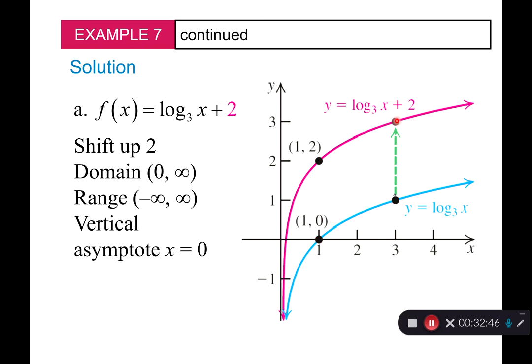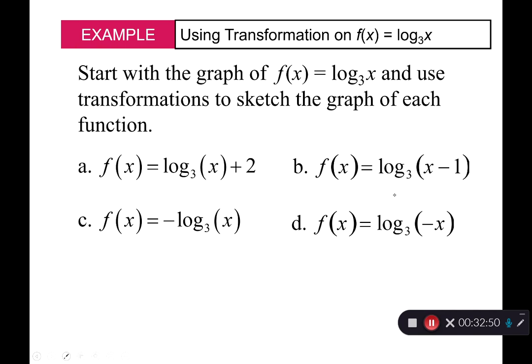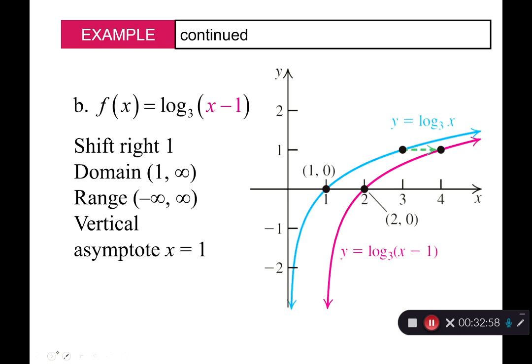All right, so B, let's go back a slide and just take a look at B. B had a -1 inside our parentheses. And what does that wind up doing? That winds up moving our graph to the right 1. So again, log base 3 of x, you can again just transform the points over 1. Shift 1 to the right.